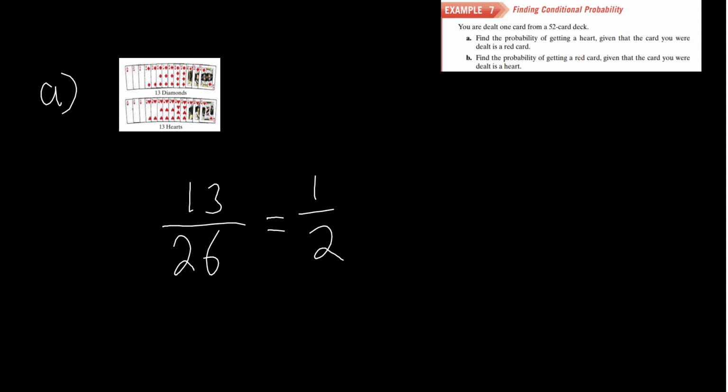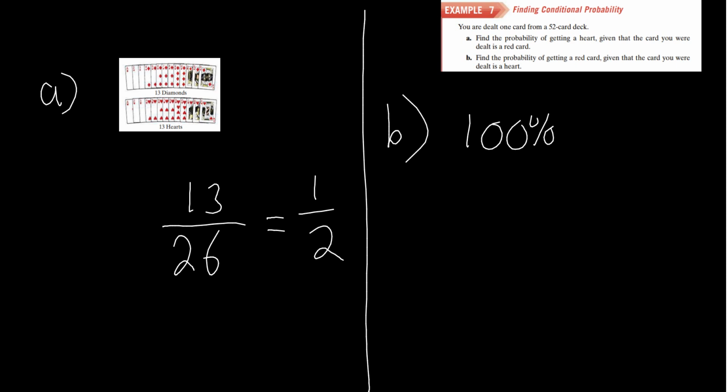I'm pretty sure we can also put B on this page as well. So let's just split this down the middle and put B here. Okay, so find the probability of getting a red card given that the card you were dealt is a heart. Well, if I'm dealt a heart, all the hearts are red anyways. So what is the probability of getting a red card? That's just going to be 100%, because every heart is red. It's a silly example, but it is what it is.